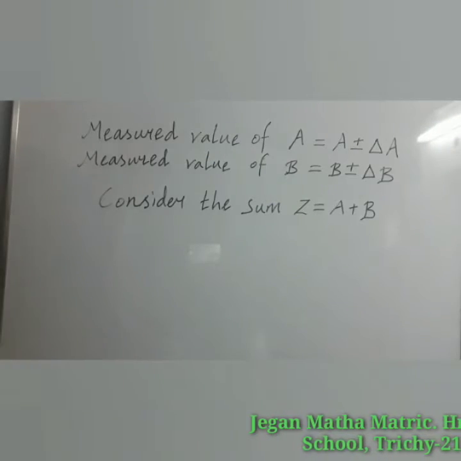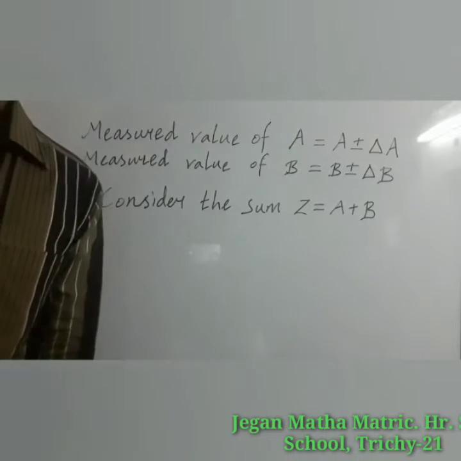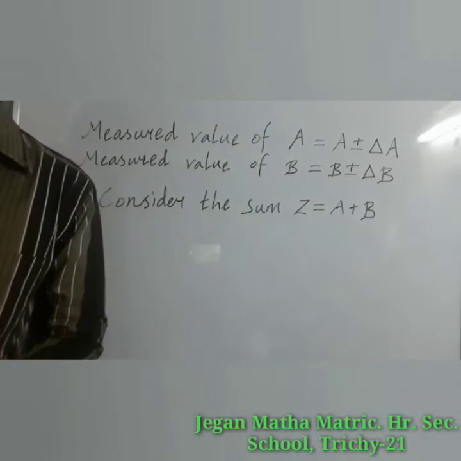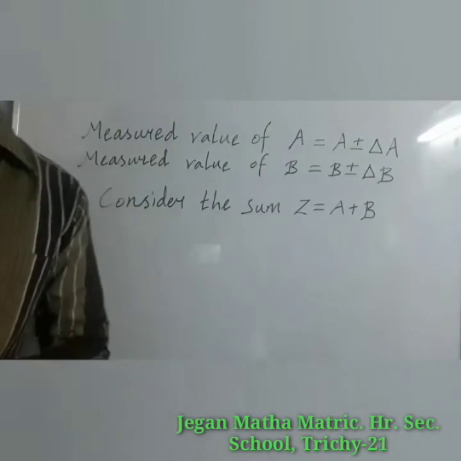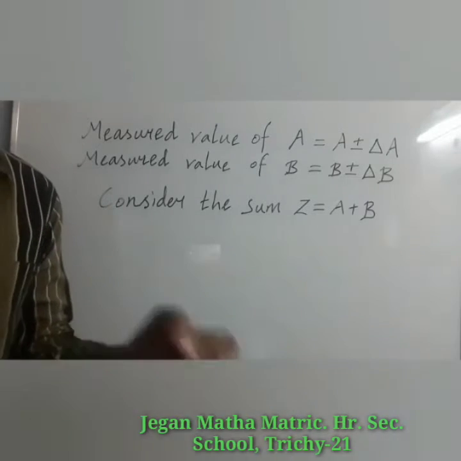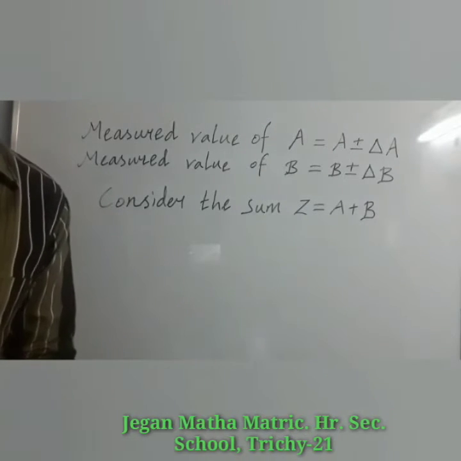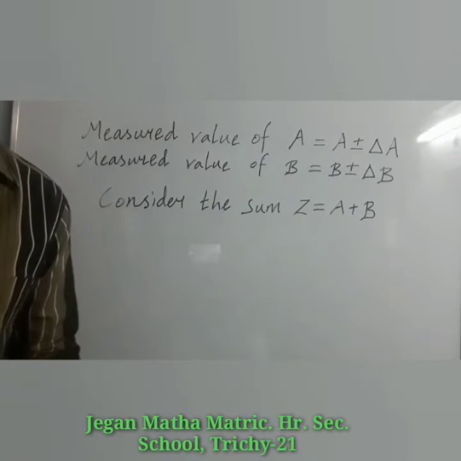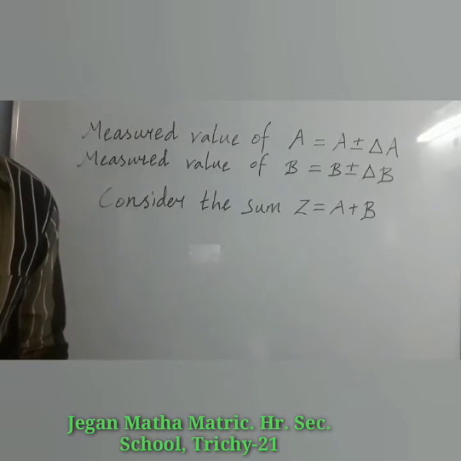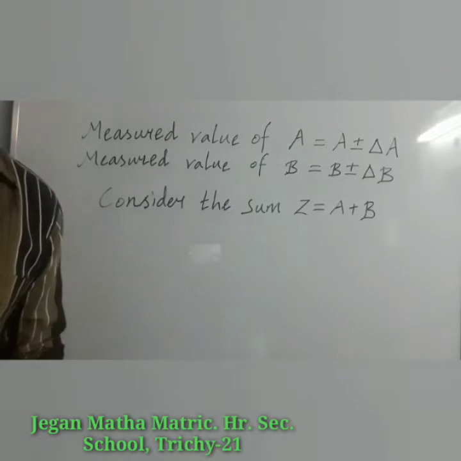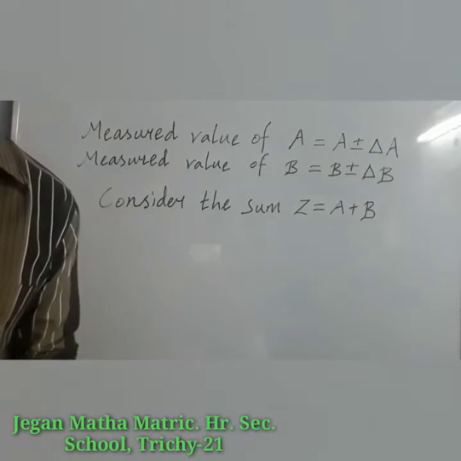Let us discuss about the propagation of errors. We have to look at the errors in measuring various quantities. The error in the final result depends on two factors. First one is the errors in the individual measurements. The second one is the nature of the mathematical operation performed to get the final result. Here mathematical operation represents addition, subtraction, multiplication and division.